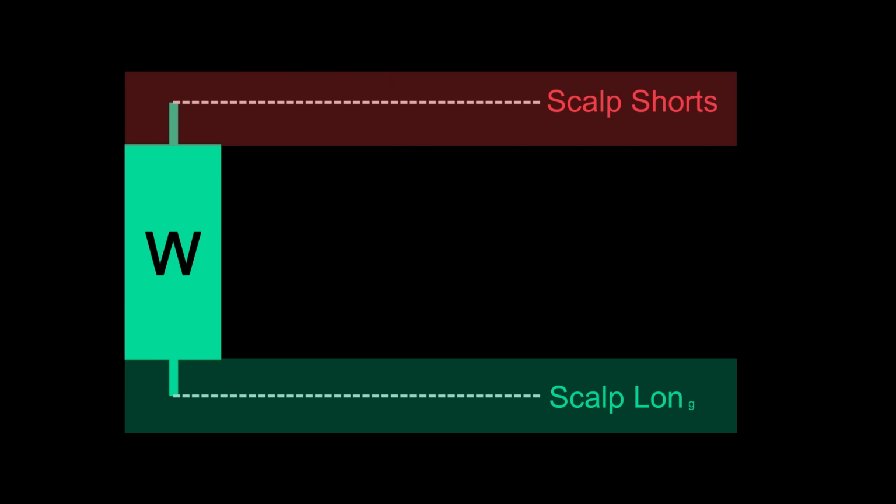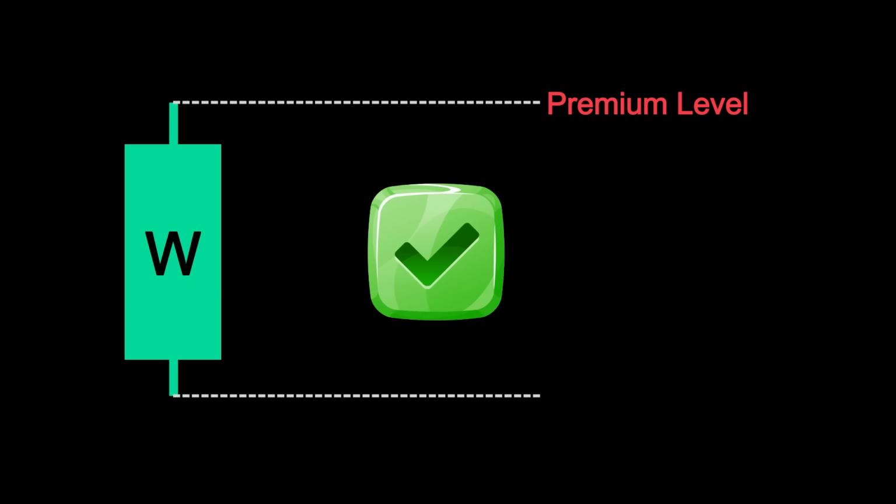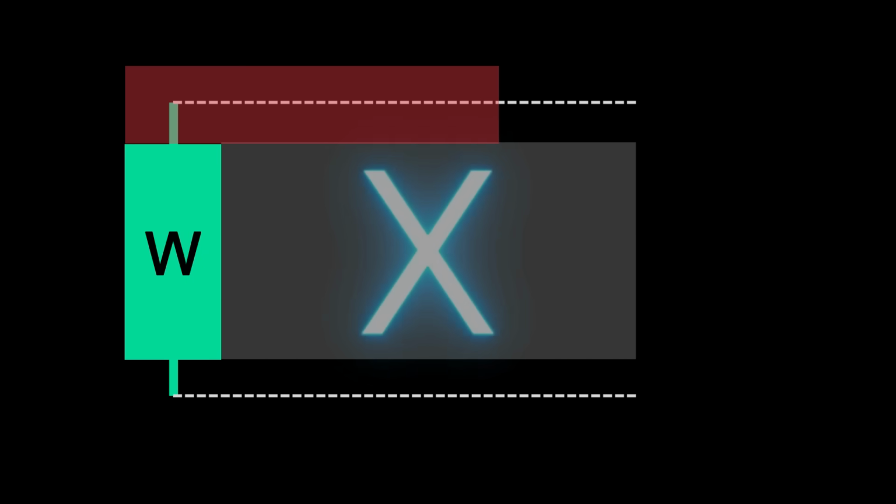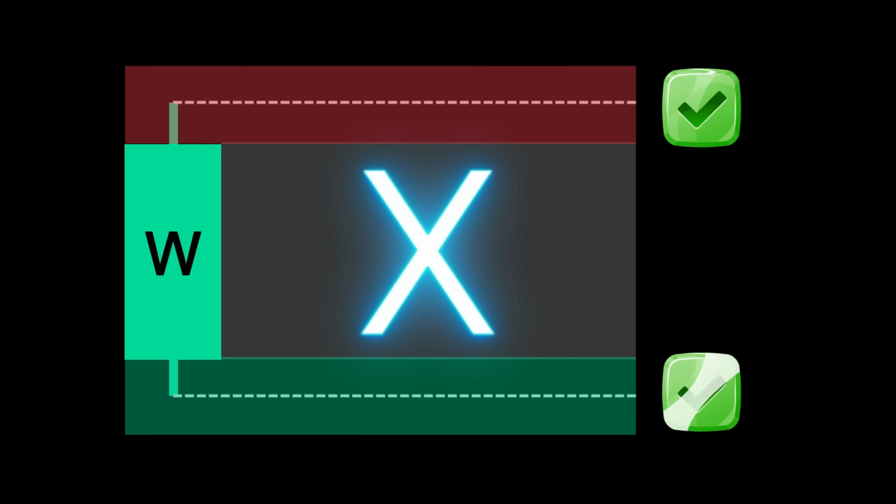The weekly candle does one thing for us. It tells us which side of the market we should be scalping. Here's the rule. Weekly high equals premium levels. Weekly low equals discount levels. You never scalp inside uncertainty. You only scalp after liquidity is taken.